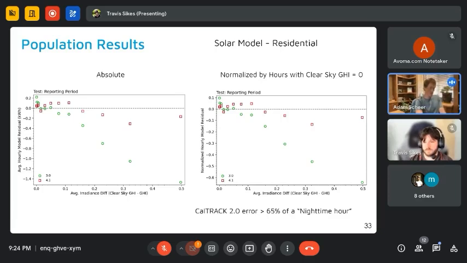So hopefully that helps folks get a sense of why we've done this. When you have these green curves, those green curves essentially represent high risk in using the Caltrac 2.0 model to measure solar PV customers.